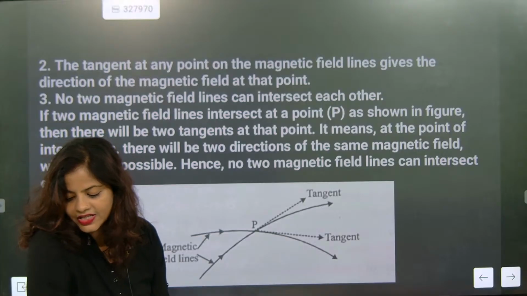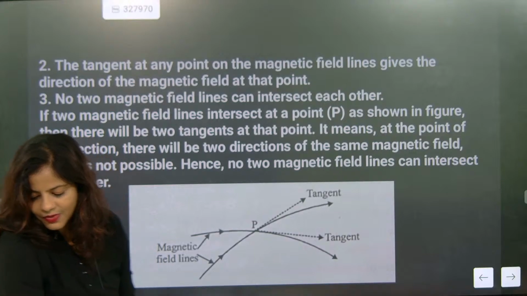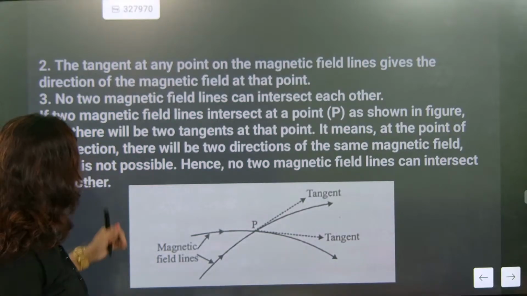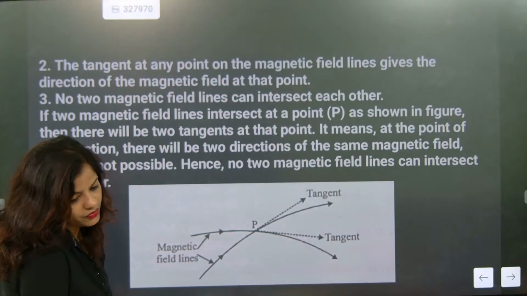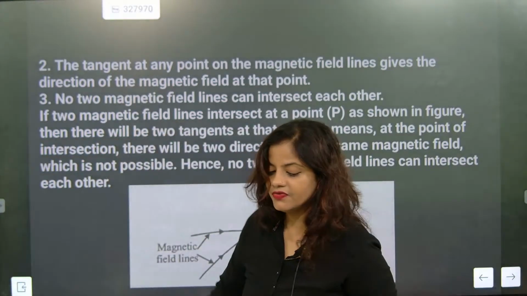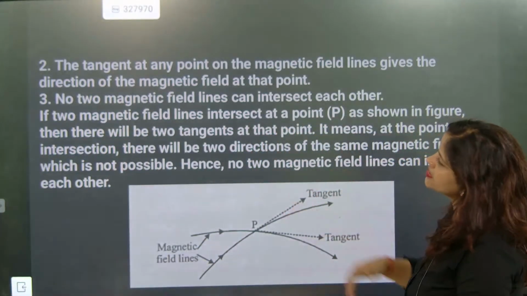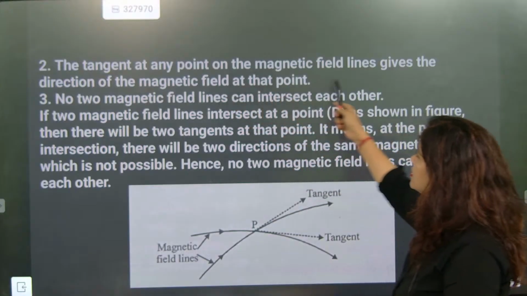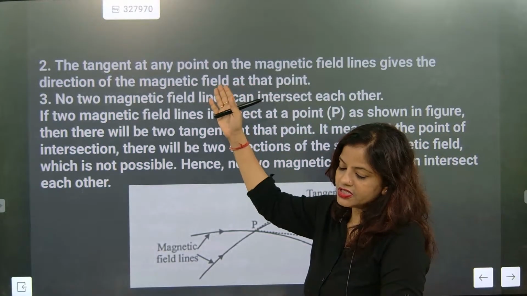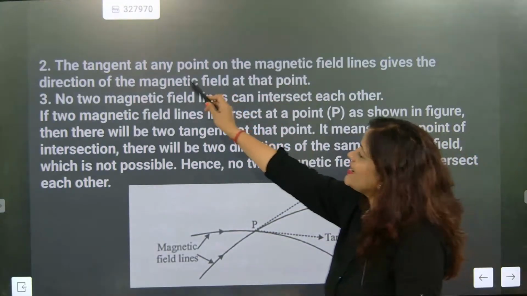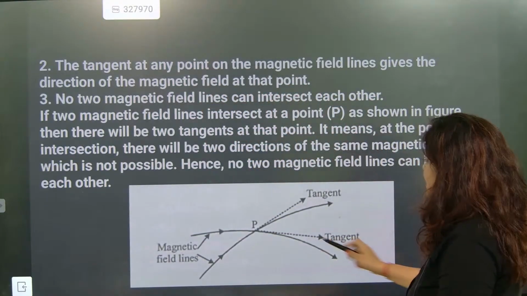Uniform magnetic field lines will be there. Understood? This will be having uniform magnetic field lines. Now look at it. That's what I asked this question from Yashvit, and I had a discussion with him about this, and we were discussing the tangent at any point on the magnetic field lines gives the direction of magnetic field. Remember this one.